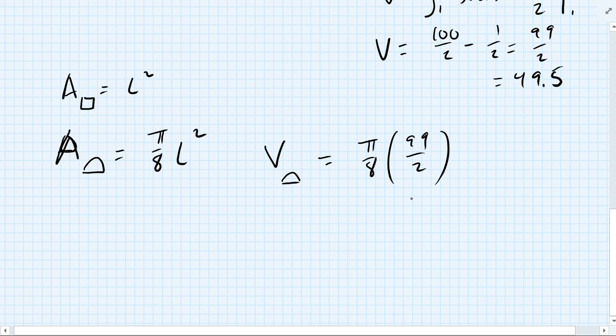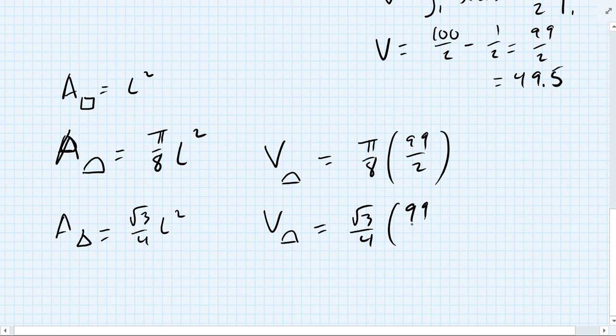Really, really. And if I want equilateral triangles, do I take the same L squared and just multiply by square root of 3 over 2? If I want equilateral triangles, it is equal to square root of 3 over 4. I probably said it wrong. Did I say it wrong? Yeah, I was saying over 2 and I was doing trig. It's equal to square root of 3 over 4 times 99 halves.